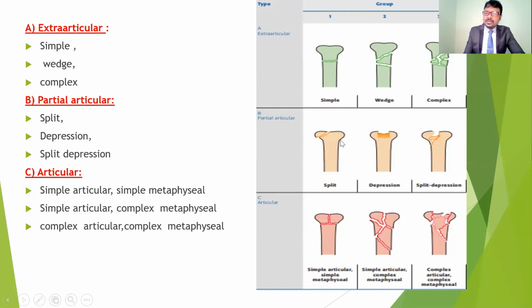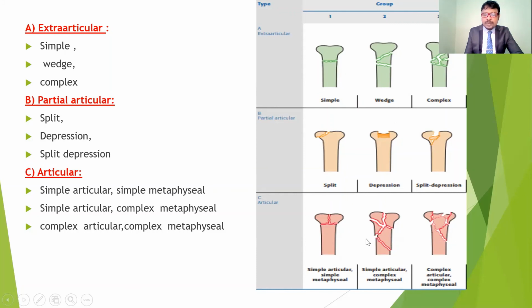The partial articular is divided similarly: split type of fracture, depression fractures, and both split and depression together. These are the other classifications in the partial articular. Coming to the articular, it is divided into simple articular, where only one fragment occurs in the articular surface, only one simple line fracture. And also simple articular and complex metaphyseal.